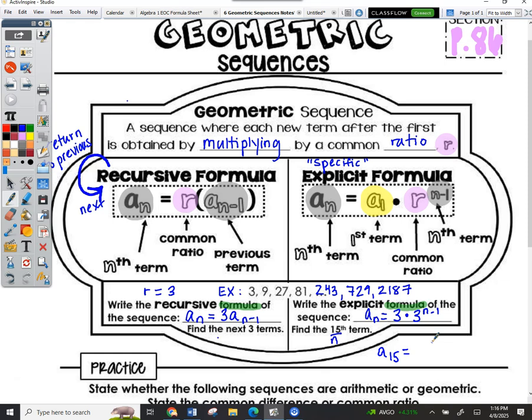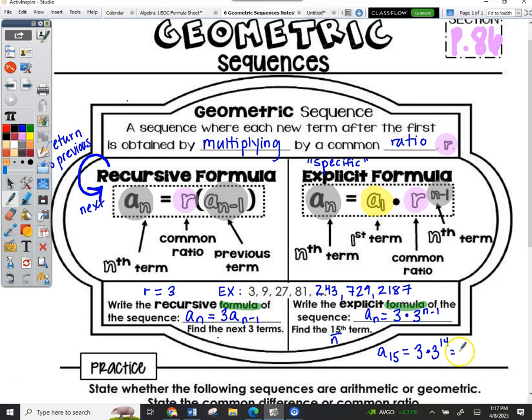And the reason for that is because the minus 1, if it bumps down out of the exponent's place, it's going to give you the wrong answer. So I would just go ahead and say this is 3 times 3 to the 14th power. Does everyone understand where the 14 came from?